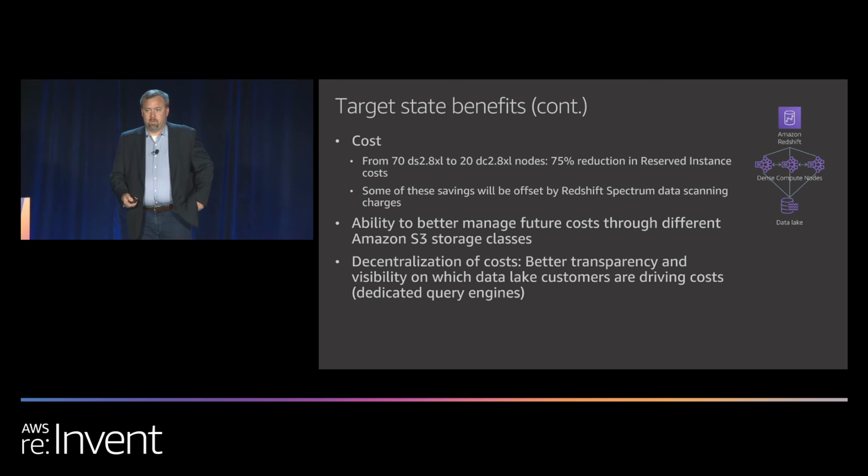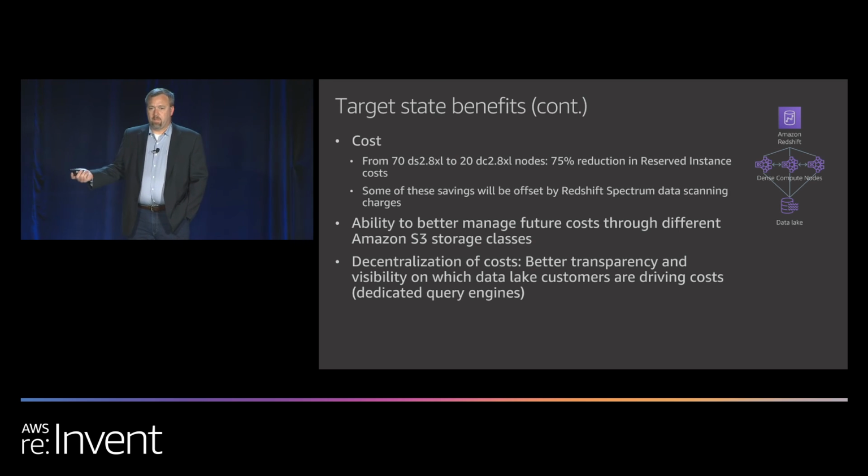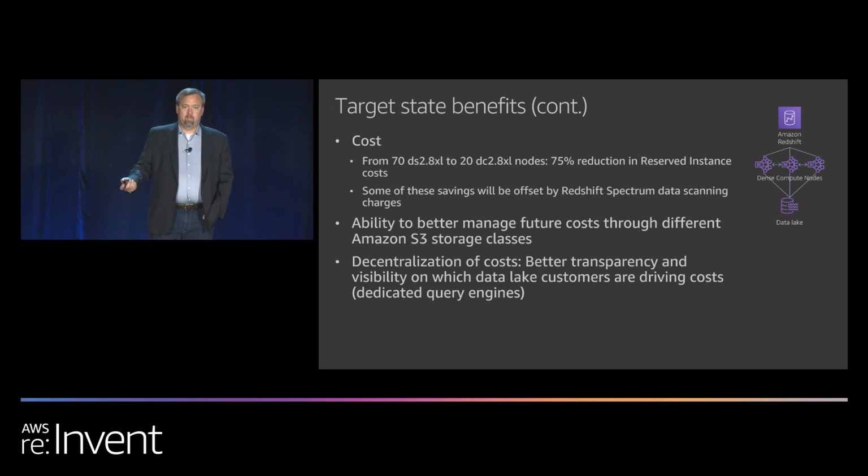There are some cost benefits to this new target state architecture. When you move from 70 DS2 8XL nodes to 20 DC2 8XL nodes, that represents a 75% reduction in reserved instance costs for Redshift. Now, granted, with Redshift Spectrum, you have to pay for data scanning charges, and some of those savings will be offset by those data scanning charges. However, even if all of those savings were offset by data scanning charges, which we don't think that they will be, we would still end up with a better solution for the same price. So better cost performance with this solution.